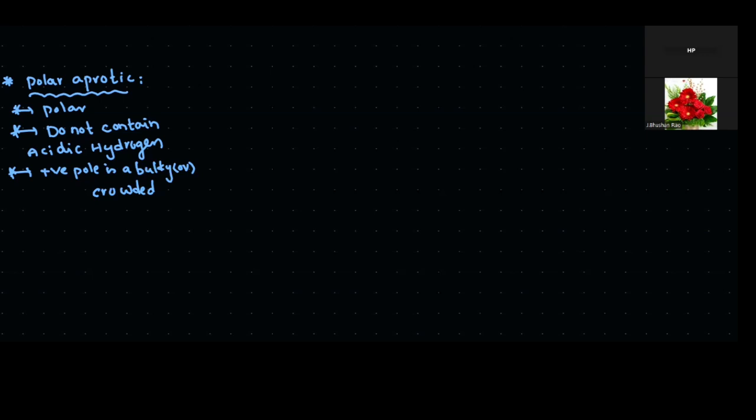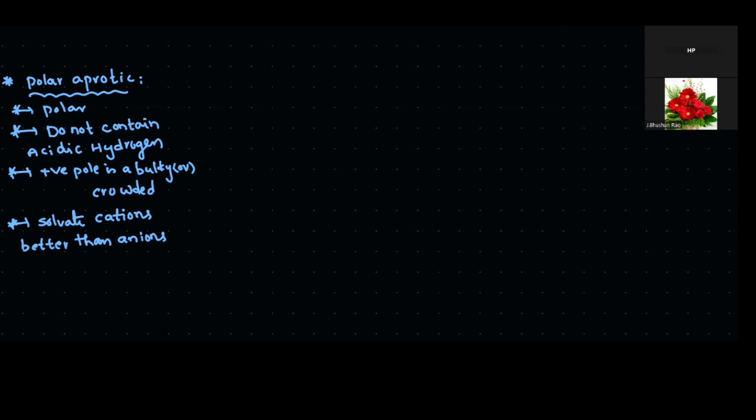In the previous case, the solvent solvated both cations and anions, but in this case, the polar aprotic solvent solvates cations better than anions. So these are the conditions for polar aprotic solvents.